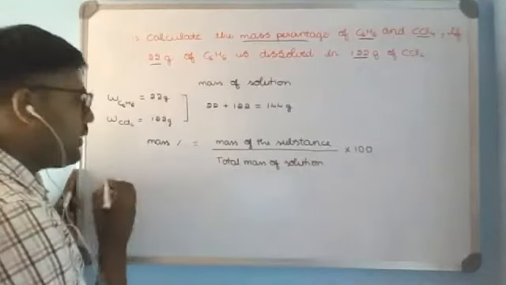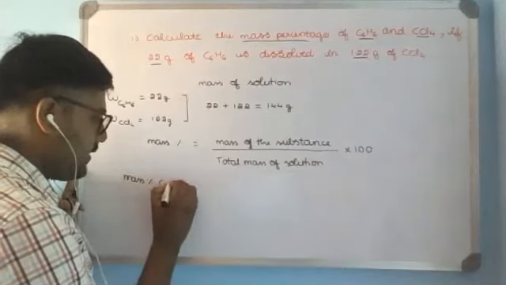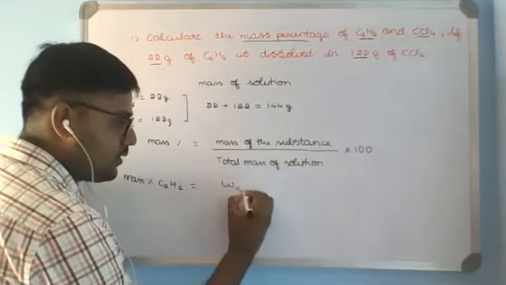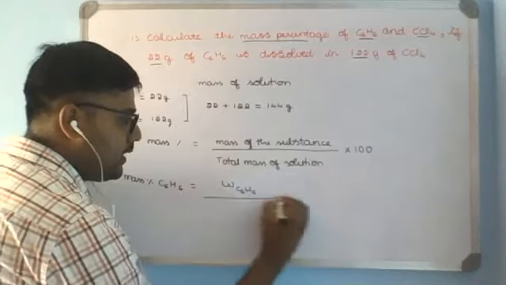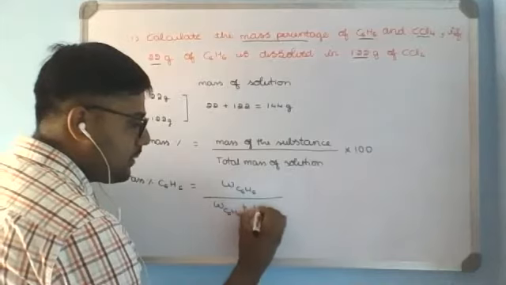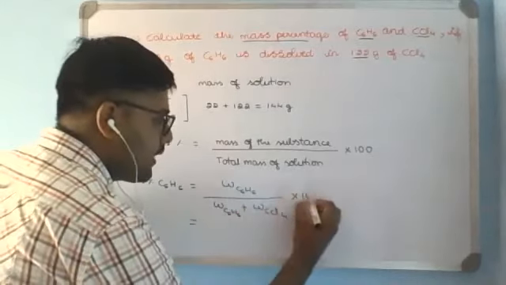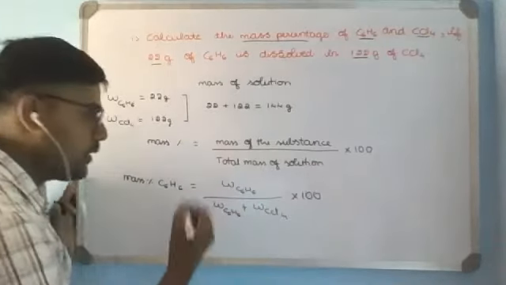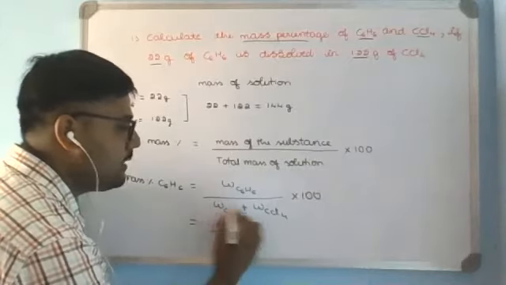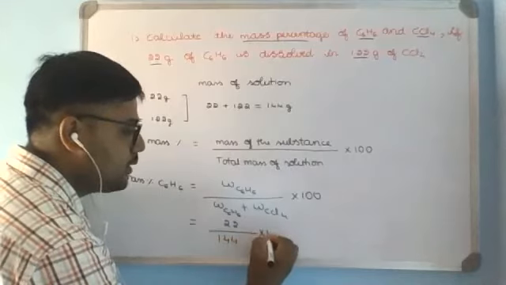Now we'll calculate first the mass percentage of benzene. Mass percentage of C6H6 will be equal to the mass of benzene in the solution divided by the total mass of the solution, as mass of benzene plus mass of CCl4, into 100, with a percentage expression. So mass of benzene is 22. The sum of mass of benzene plus CCl4 is 144 grams, into 100.